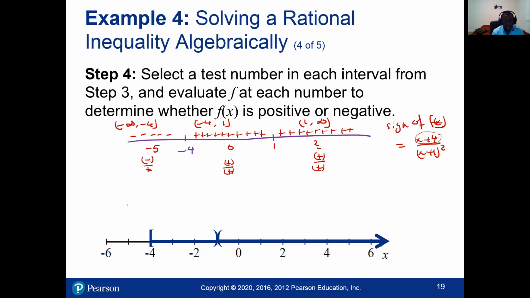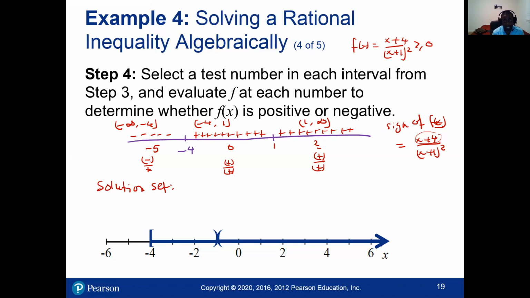So what's my solution set? My solution set is everything, because it says greater than or equal to, don't forget. Your f of x, which is x plus 4 over x plus 1 all squared, is greater than or equal to 0. Originally, it was greater than or equal to 2. So when we simplify, we got that. Which portions satisfy?